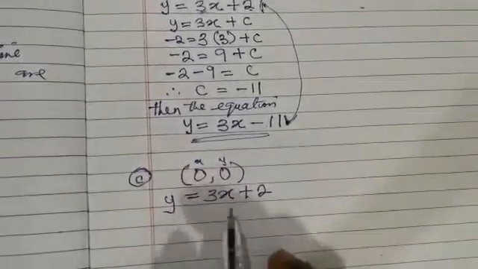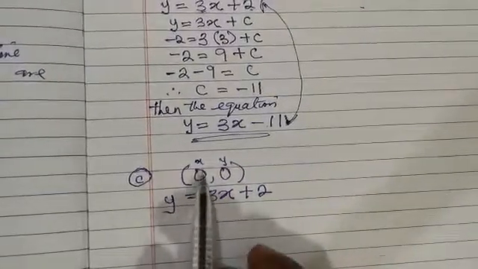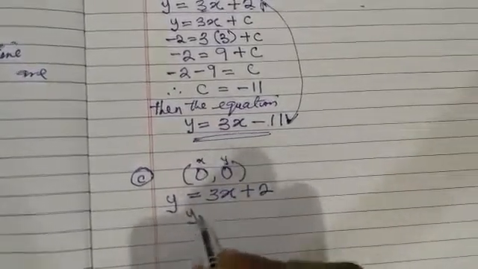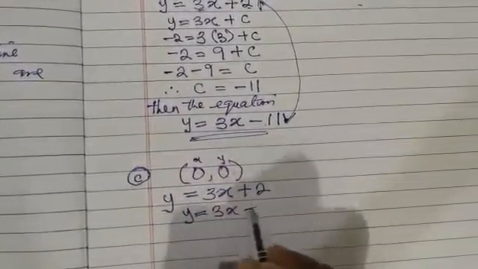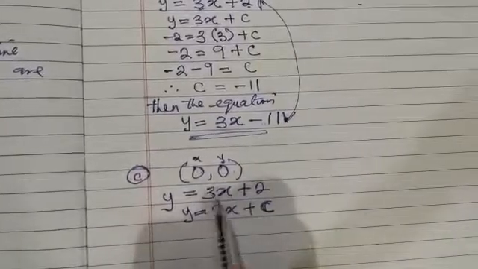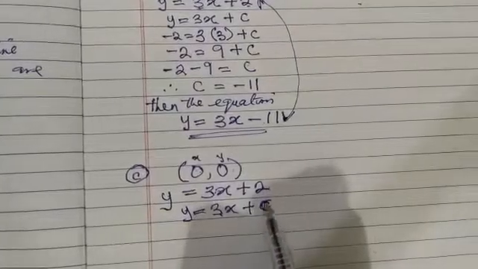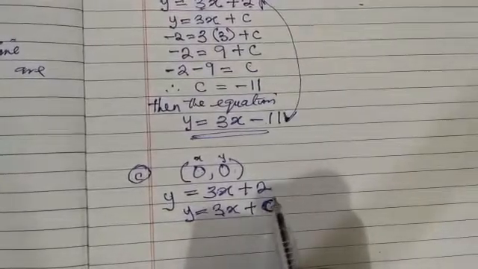So for me to find the equation that passes through the origin, which is (0, 0), the equation will be y equals 3x plus c, because the gradient must be the same, but the intercept is what I don't know. That's why I always use c to represent the intercept.